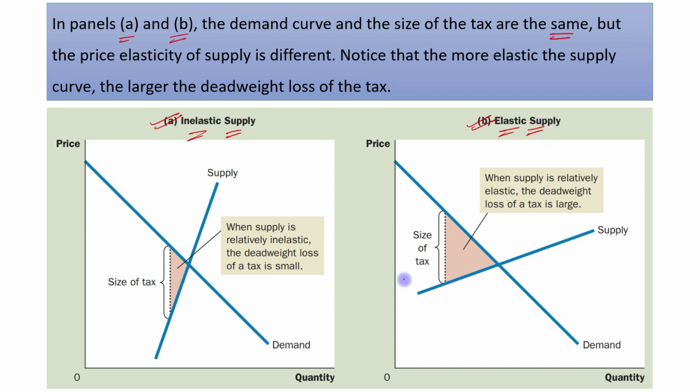So in these two panels, we can see that the demand curve is the same and the size of the tax is also the same. But the price elasticity of supply is different. Notice that the more elastic the supply curve, the larger the deadweight loss of a tax.